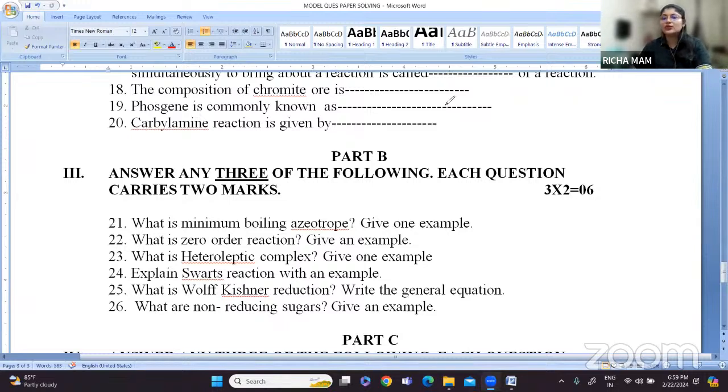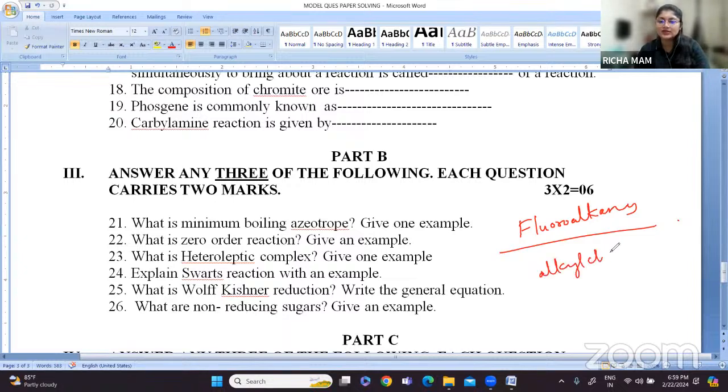So what is Swarts reaction? In Swarts reaction, we can prepare fluoroalkanes. Fluoroalkanes are prepared by heating the alkyl chlorides or bromides with silver fluoride.